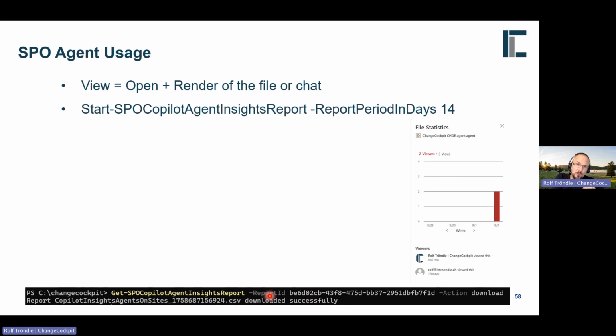Ensure you see which directory it will be downloaded into: the same directory where you have been in PowerShell when you entered Start-SPOCopilotAgentInsightsReport. That's quite interesting to know. So perhaps just memorize where you started, where you entered the start PowerShell command, because when you run it with action download, it will be downloaded in the same directory.